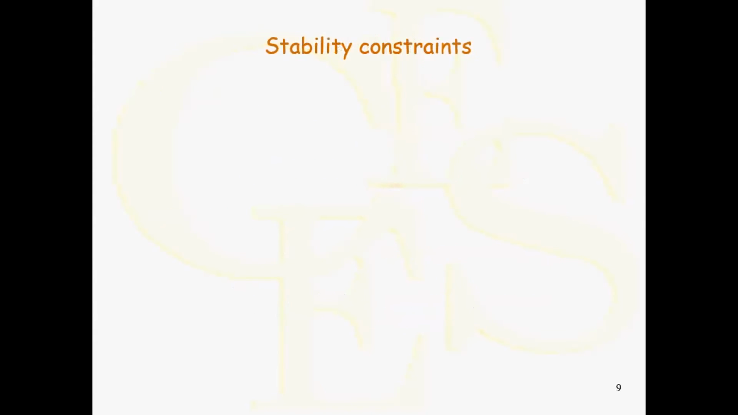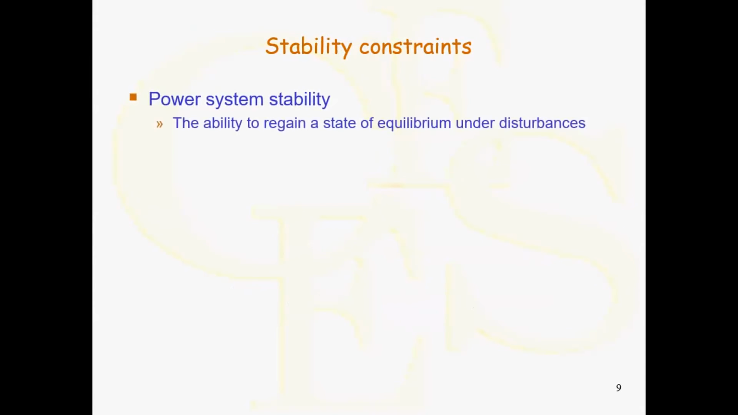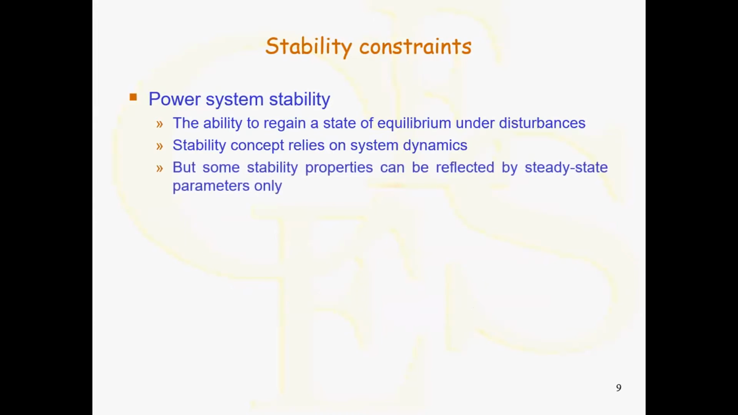So next, we turn to the stability constraints. The power system stability refers to the ability to regain a state of equilibrium under disturbances. And it should be noted that the stability concept relies on system dynamics, which is absent here. However, some stability properties can still be reflected by static parameters. So it enables us to introduce stability constraints with power flow parameters only.